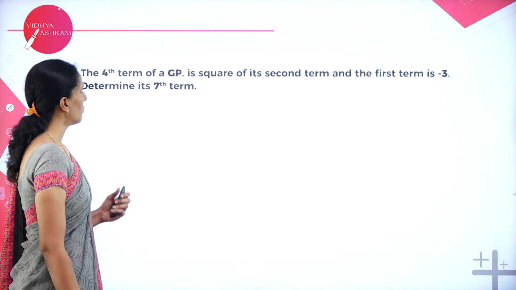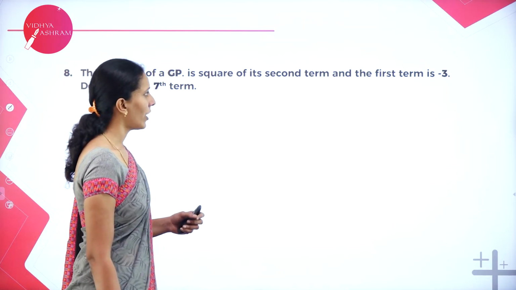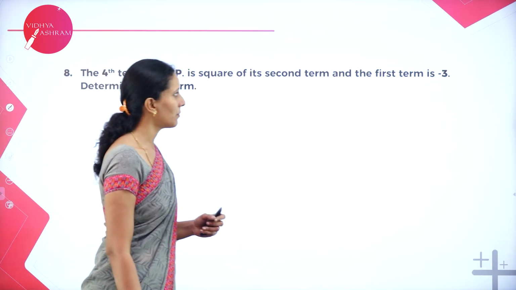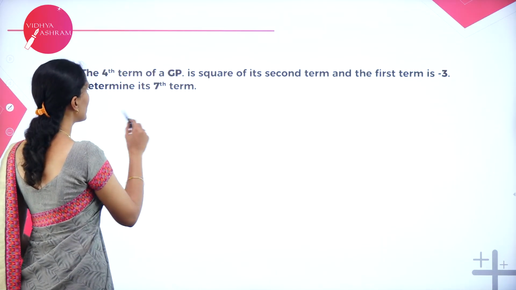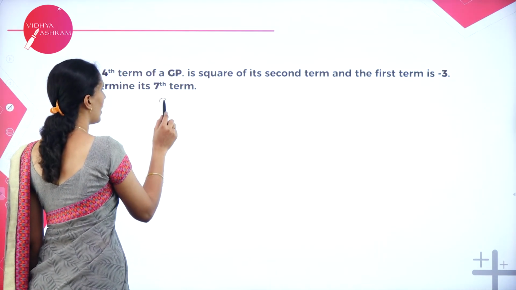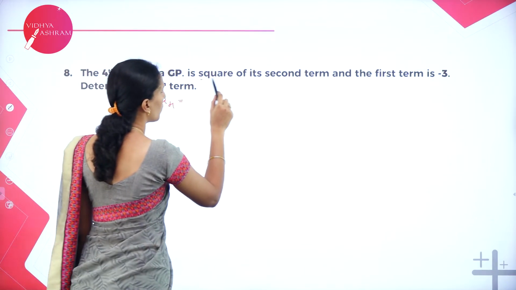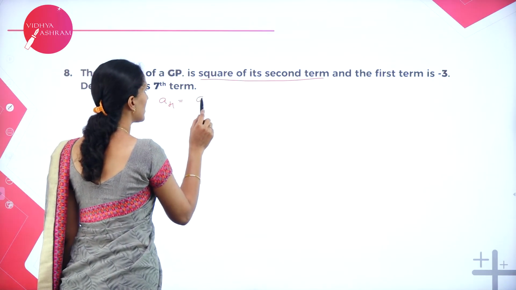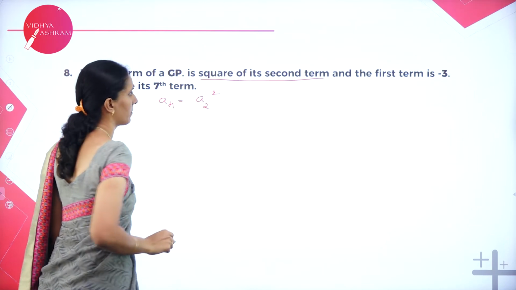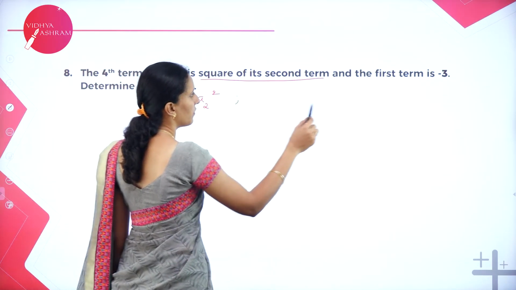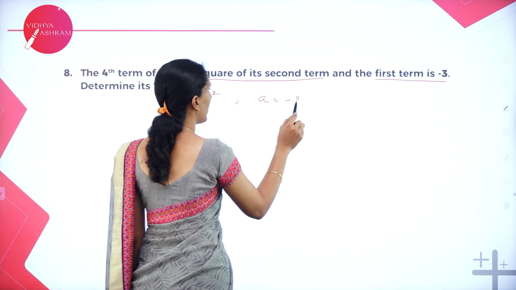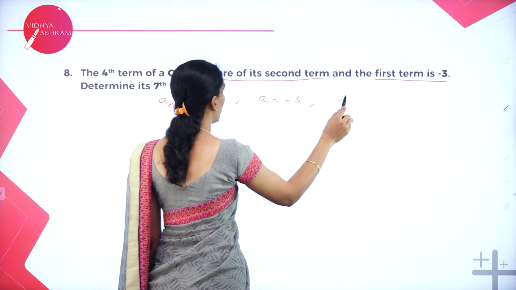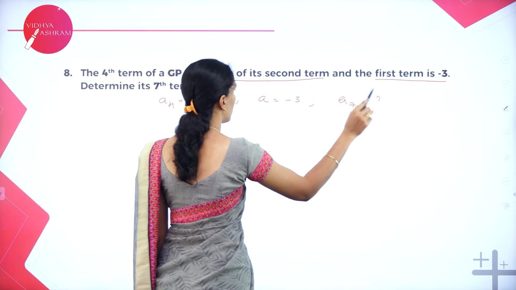Next one. The 4th term of a GP is the square of its 2nd term and the first term is minus 3. Determine its 7th term. So, what is given? The 4th term A4 is the square of its 2nd term, that is A2 square. And one more condition: the first term is minus 3. That is a is equal to minus 3. So, we need to find out A7.